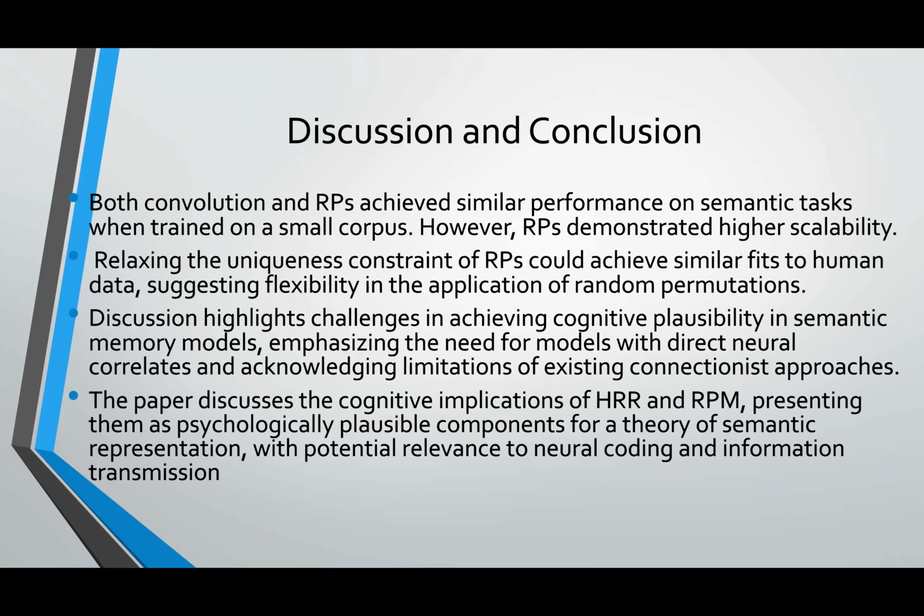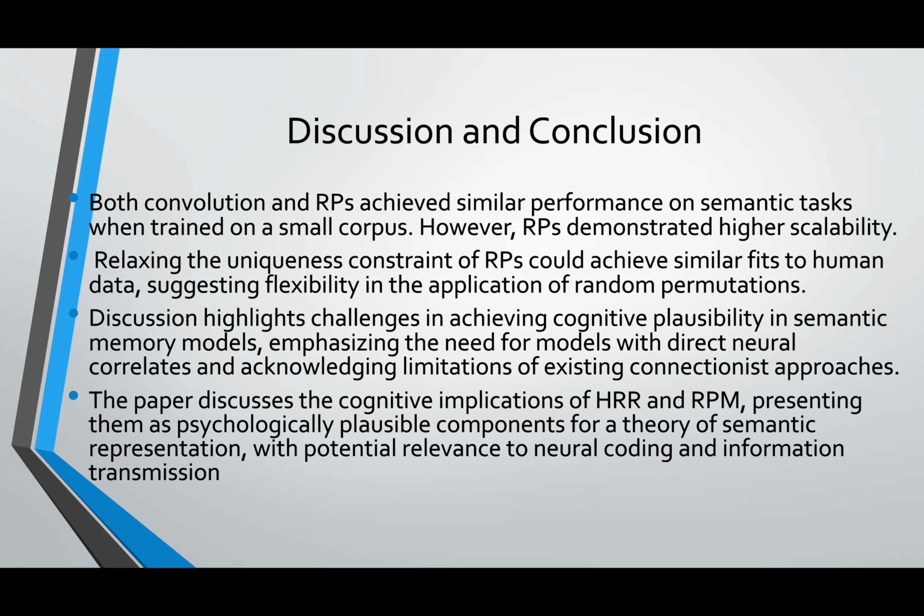So both HRR and RPM have shown similar performance levels when trained on smaller datasets. This similarity indicates that both models are very competent in handling semantic tasks on a manageable scale. A standout observation is the higher scalability of the RPM model. It demonstrates amazing efficiency and effectiveness when applied to a larger dataset, a critical aspect for practical applications in processing extensive linguistic data, such as Wikipedia data.